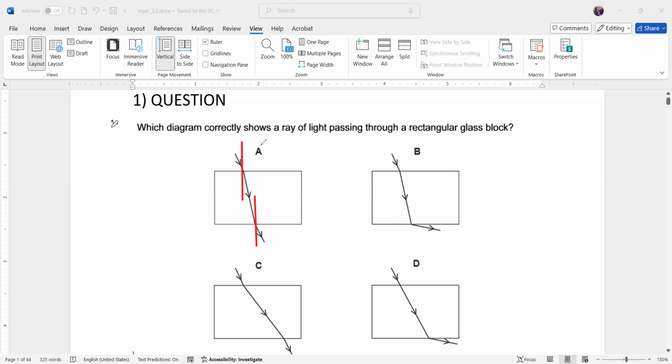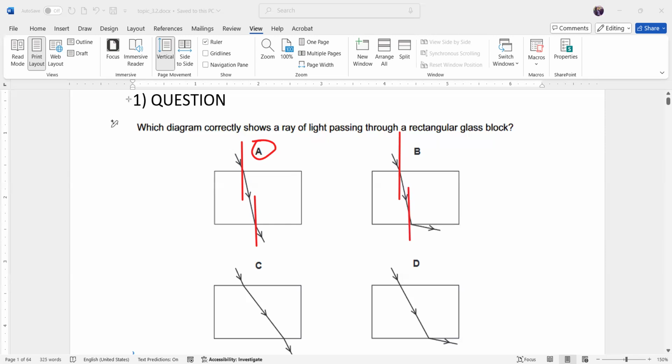But why not B? What is the mistake in B? Moving from air to glass, it bent towards the normal. Moving from glass to air, it bent away from the normal. But what is the mistake? The mistake is that when we have a rectangular glass block, the light which enters and the light which emerges from the glass block should be parallel to each other. So these two light rays are not parallel.